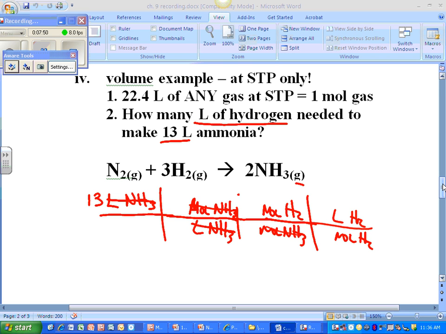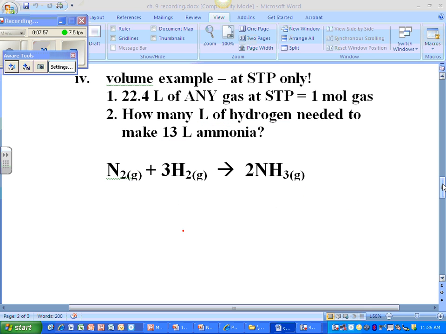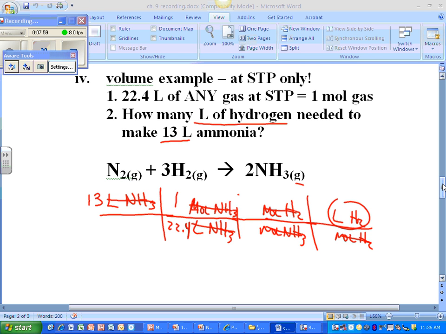Moles of ammonia have canceled. Moles of hydrogen, I'm at the label I need. So I look and I say 1 mole is 22.4 liters of a gas at STP. I see that I have 3 moles of hydrogen for every 2 moles of ammonia, excuse me. And 1 mole of hydrogen has 22.4 liters. This ends up canceling with this. So it's still 13 times 3 is 39 divided by 2. 2 significant figures for your final answer, and you're done.